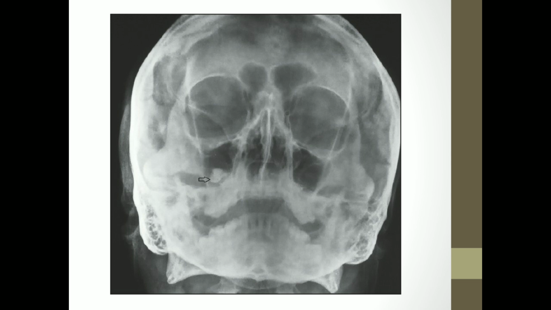Okay, so what are the paranasal air sinus names? Maxillary air sinus, ethmoidal air sinus, sphenoidal air sinus and the frontal air sinus. So remember all these sinuses.